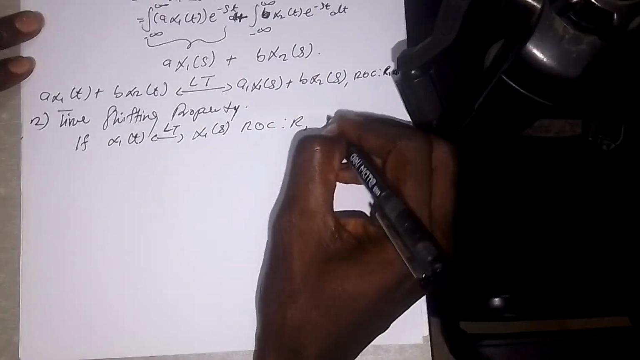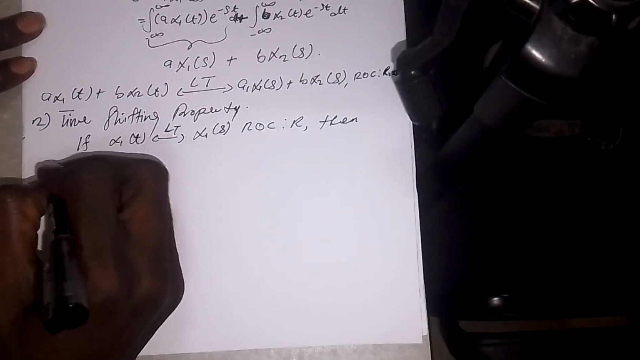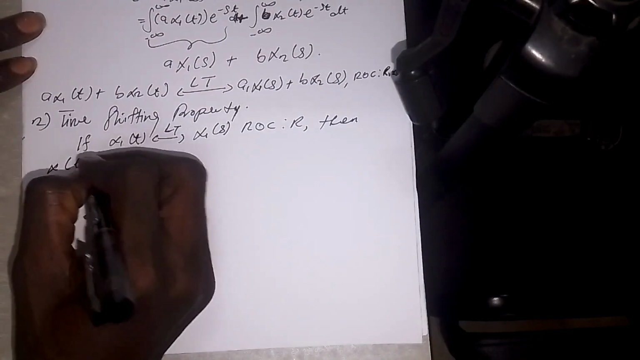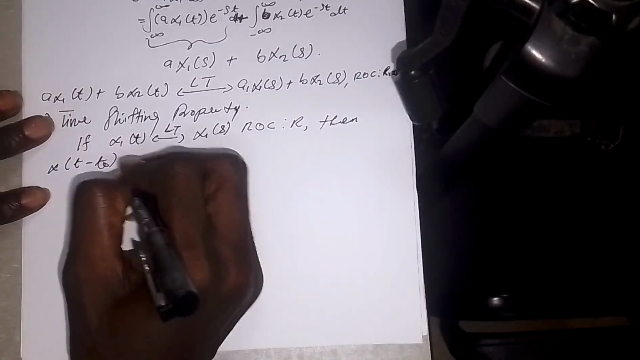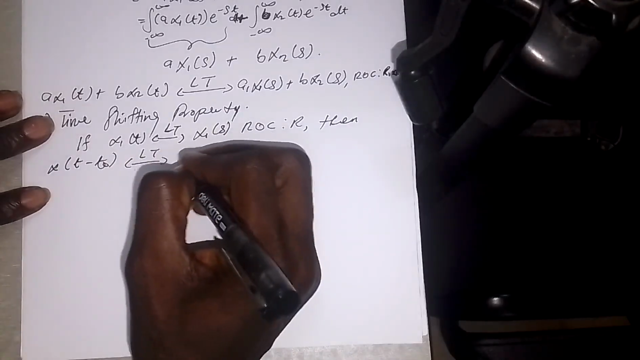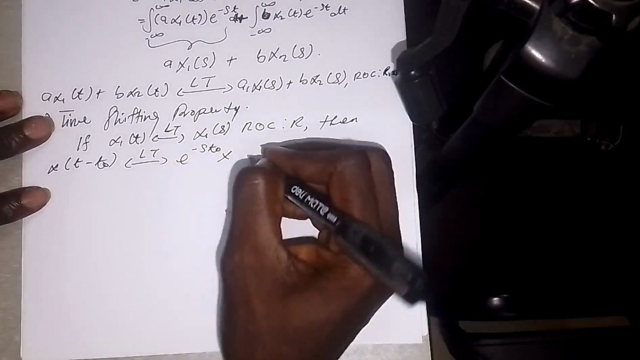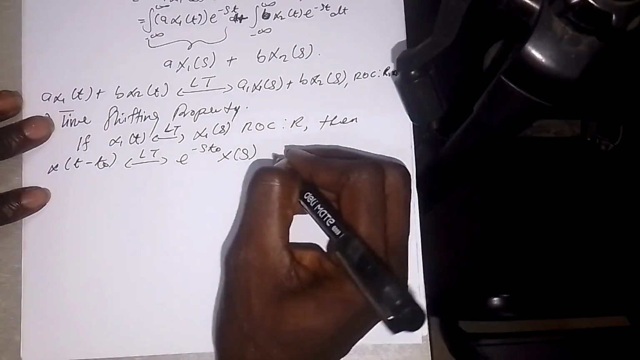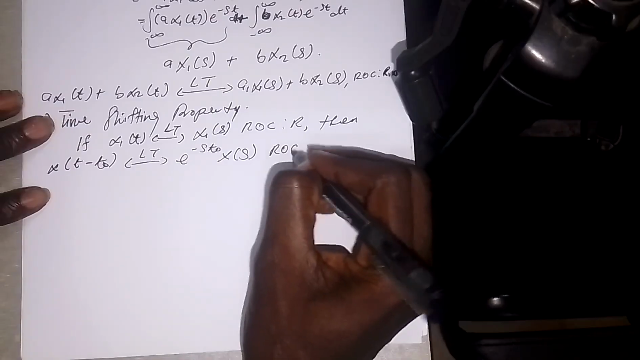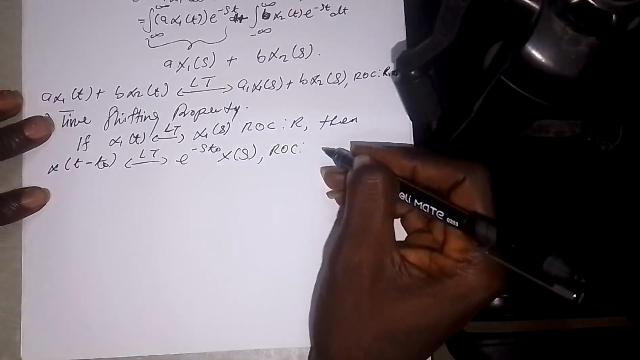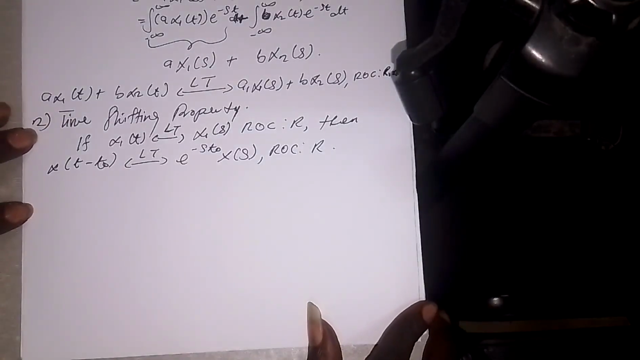Then what we expect is that if we have time shifting, meaning t minus t naught, that is time shifting, then our Laplace transform here is going to be e to the minus s t naught into X of s. Our ROC will be just R. So now let's prove this particular property.